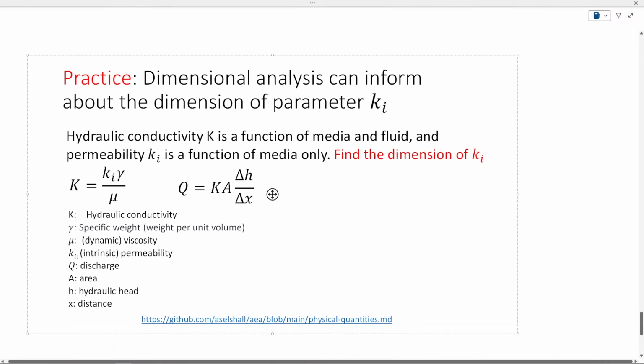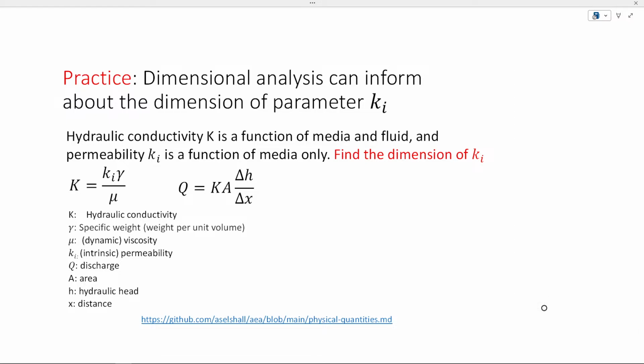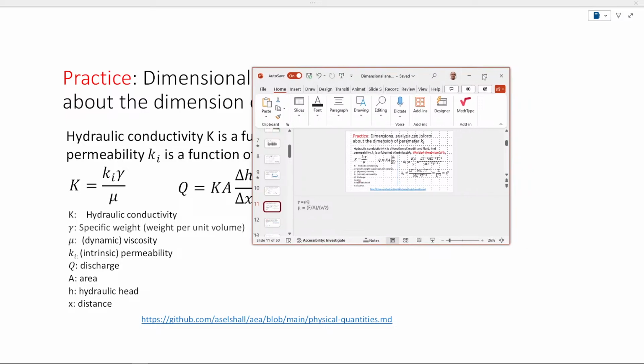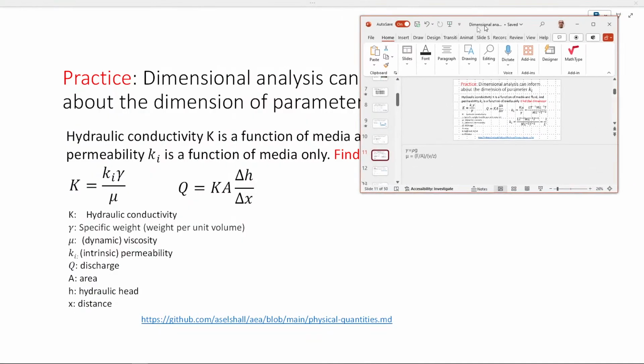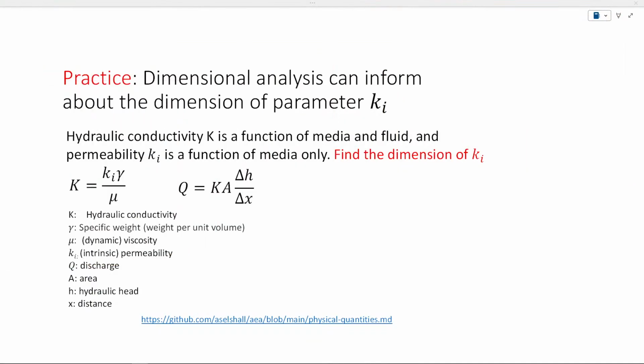This is a practice problem, so I'm not going to solve it here. This will be for you to do more practice at home. You can just pause this video and try to solve this one. The solution is actually in the lecture notes. If you go to Canvas, in this module, in the lecture notes, you will find the solution. But don't look at the solution. Try to solve it on your own and then check the solution.